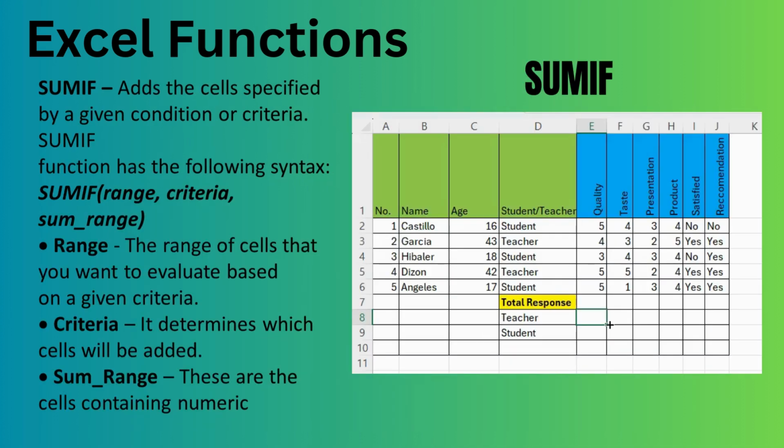SUMIF adds the cells specified by a given condition or criteria. SUMIF function has the following syntax: SUMIF(range, criteria, sum_range). Range, the range of cells that you want to evaluate based on a given criteria. Criteria, it determines which cells will be added. Sum_range, these are the cells containing numeric values.